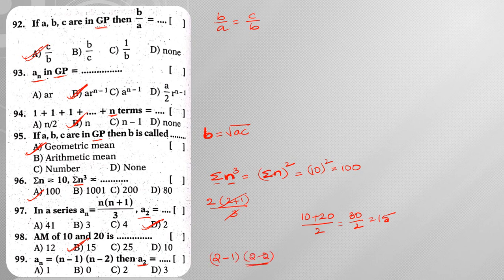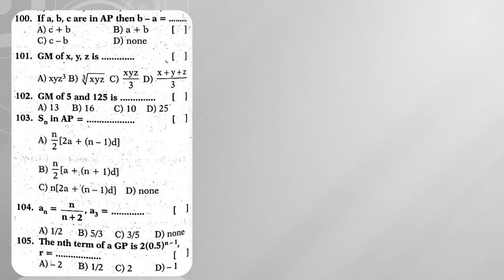If one of the terms becomes 0, then the whole product will be 0, hence the answer is B. Right? Next, moving on to question number 100. If A, B, C are in AP, we know that B minus A is equal to C minus B, which is nothing but the common difference.